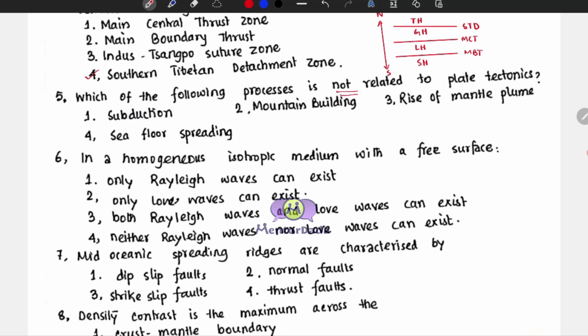Number 2 is mountain building. The mountain building process occurs where continents collide with each other. Number 3, rise of mantle plume. Mantle plume comes from the D double prime layer, which is the core mantle boundary, right? So this is not at all related to plate tectonics. Number 4 is sea floor spreading. Sea floor spreading is related to the mid-oceanic ridge, where sea floor is being created. So your answer will be option number 3.